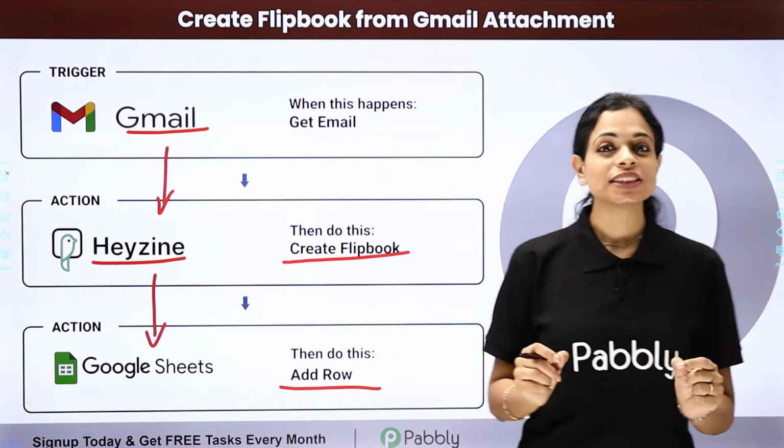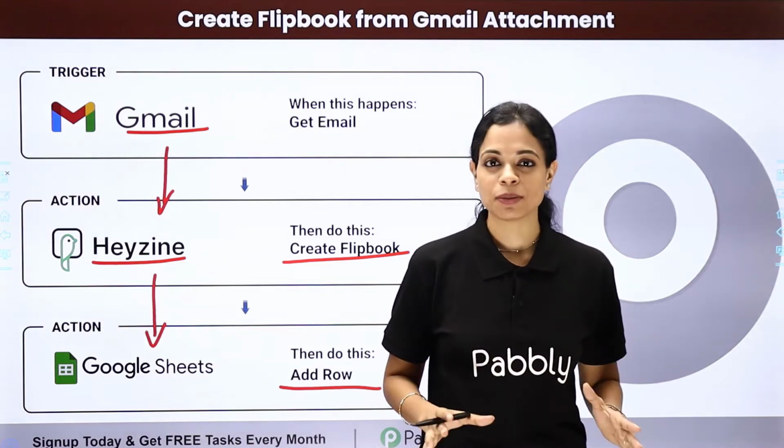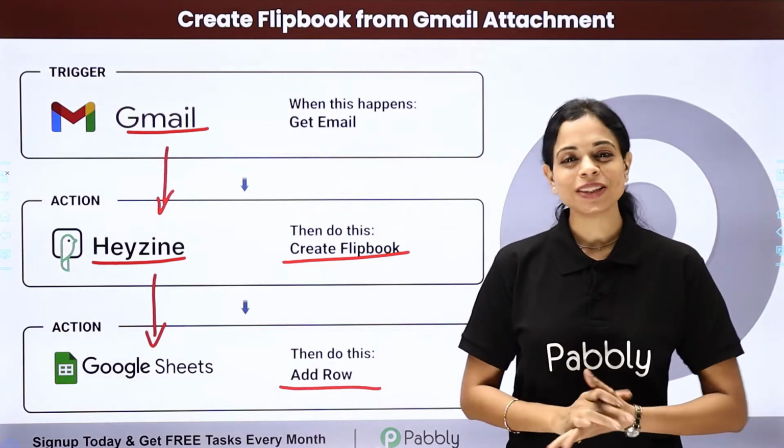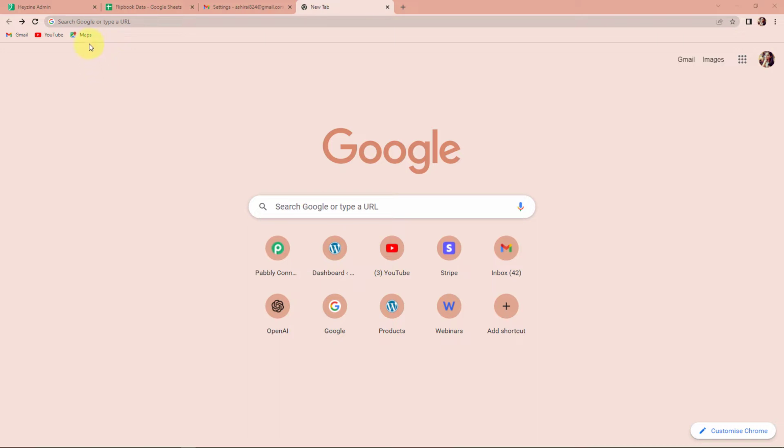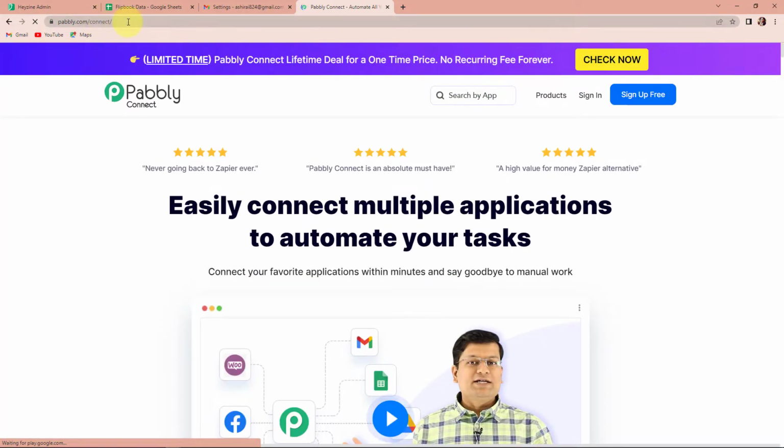Now, how can you do this yourself, integrate and automate this entire process? To understand that, let me take you to my screen. To begin with the process, we are first going to type the URL pabbly.com/connect. And as we do that, we have reached the landing page of this software.